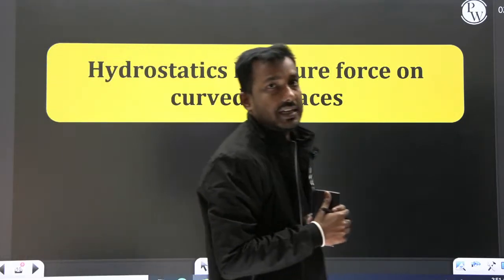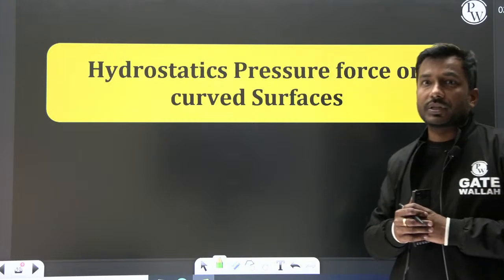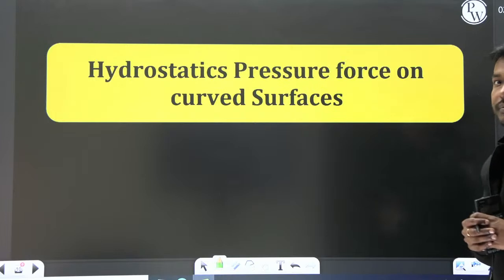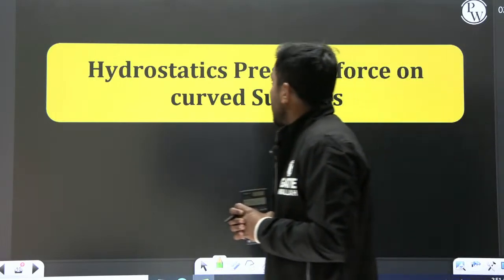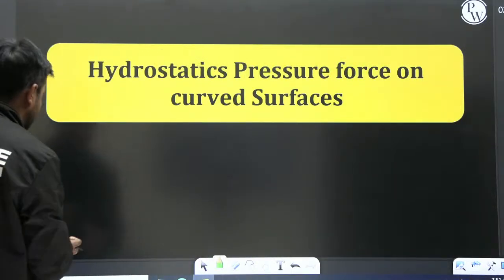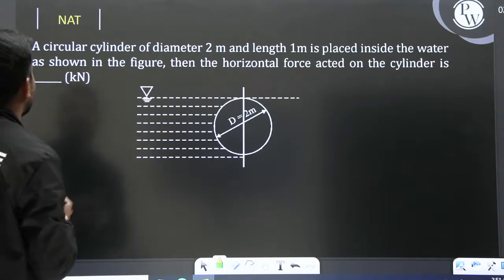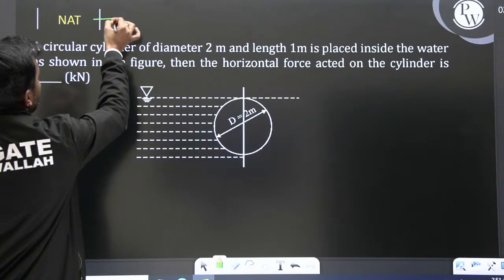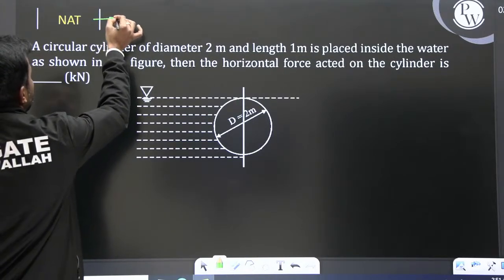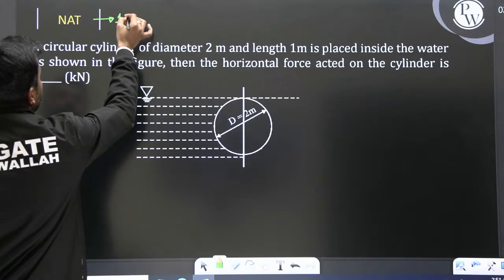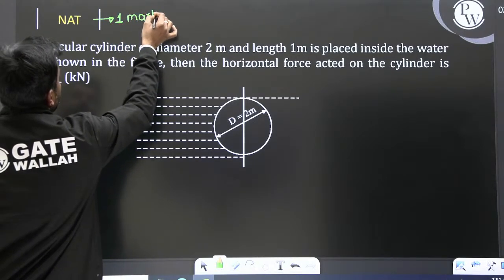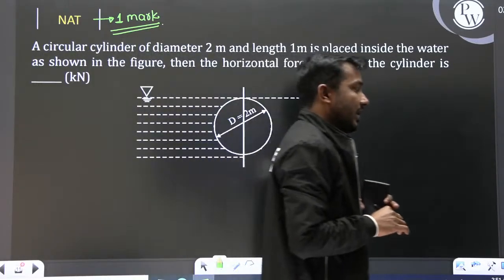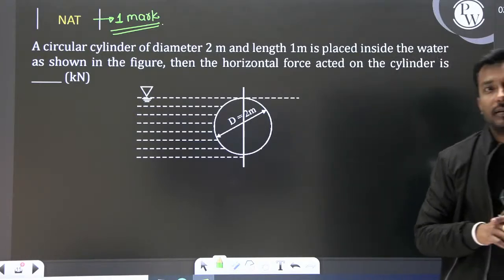The next question is on hydrostatic pressure force on curved surfaces. Clear? This is one of the easiest questions from curved surfaces, and it carries 1 mark. It is one of the easiest questions that I can frame from hydrostatic forces.